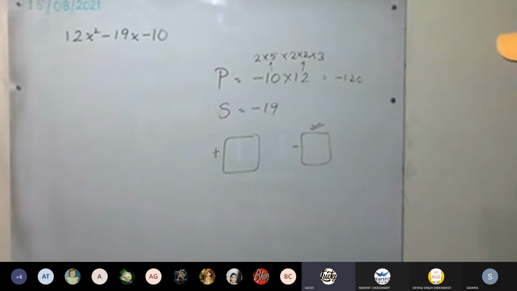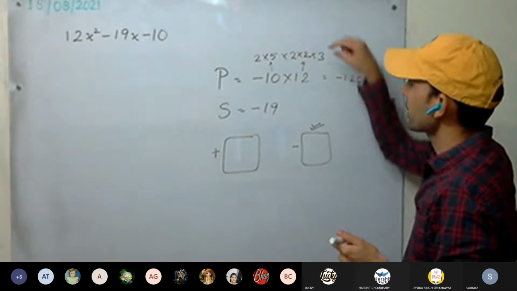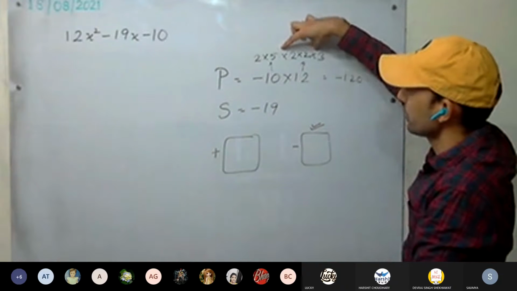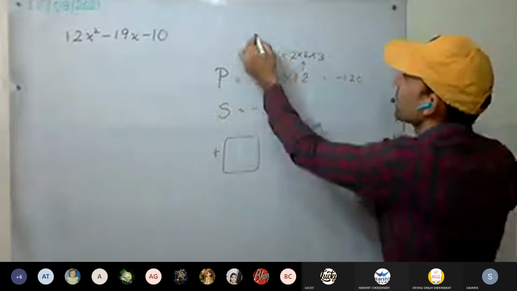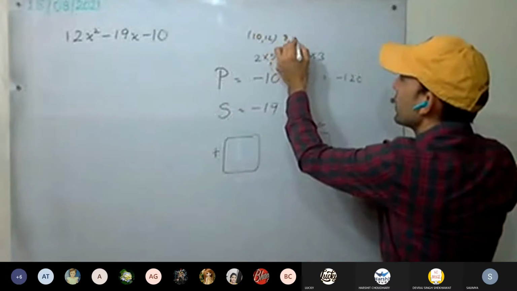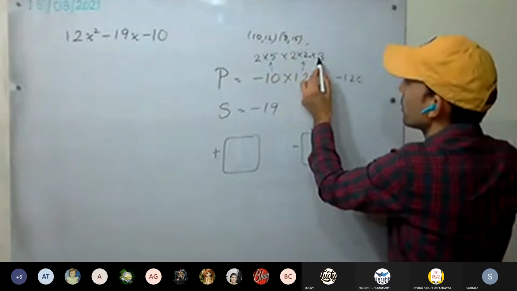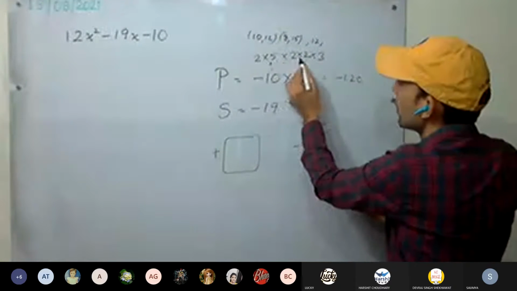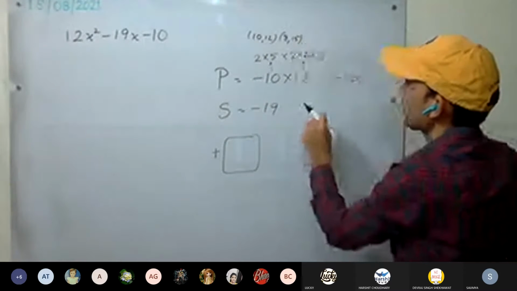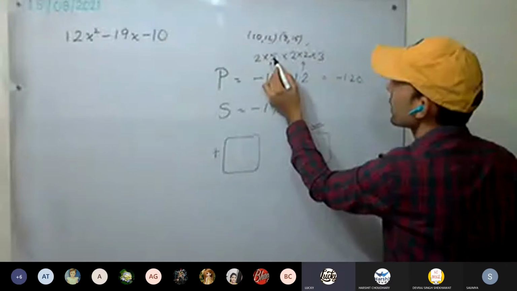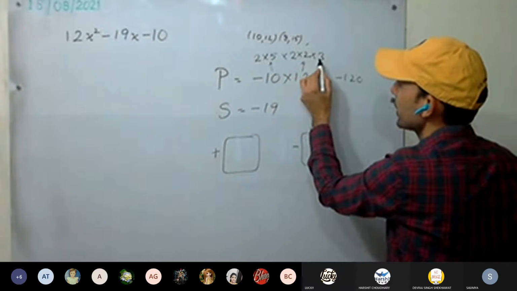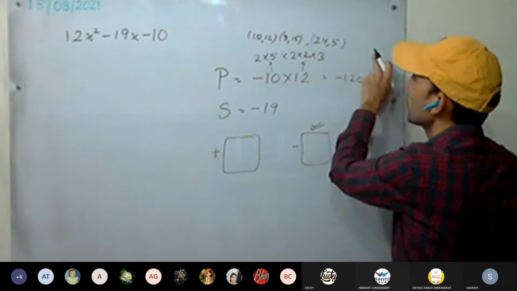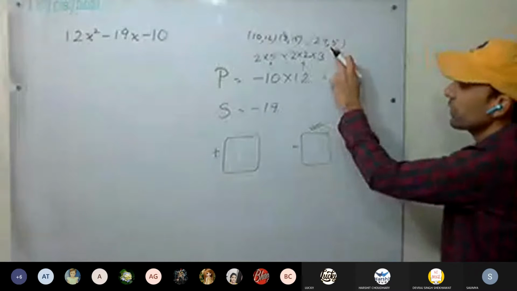Okay. So, which are two numbers? Check it. 10 and 12? No. 8 and 15? 8 and 15. Okay. Or what else can we have? 4, 3, 12. 10 we already did. Okay, 5, 20. What else? 24 and 5. Other combinations you may have. Okay. So see here, 24 and 5.